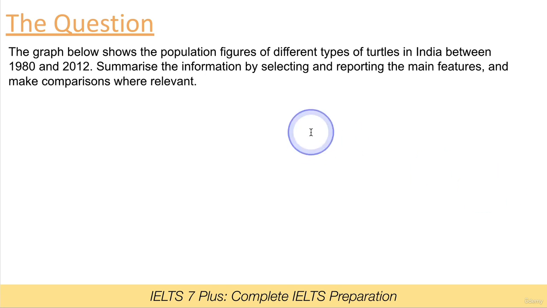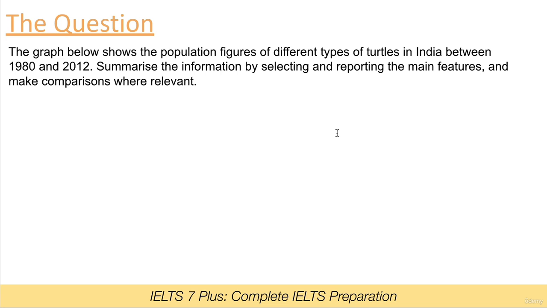Okay, so the first thing that jumps out to me is how they are telling us how they want the question to be answered. So we want to select and report the main features, only the main ones, not every single one. That's an important point and something you'll be assessed on. And also we want to make comparisons where they're relevant. So when they're particularly striking or interesting, we want to talk about them.